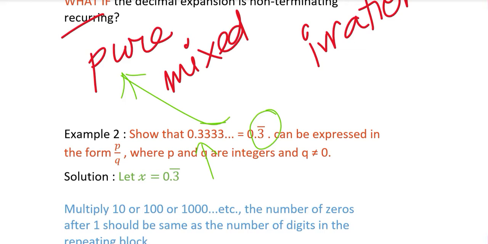Anyway, how do we solve it? How do we express this kind of number in the form of p by q? Now I'm going to show you the shortcut also, the shortcut for doing all these things. The answer will be like 3 by 9, the shortcut simply. But how do we get it? 3 by 9 can ultimately be written as 1 by 3. Now this 3 by 9, how do we get it by shortcut?